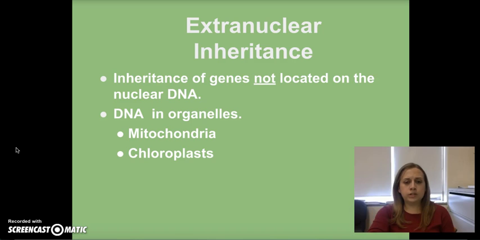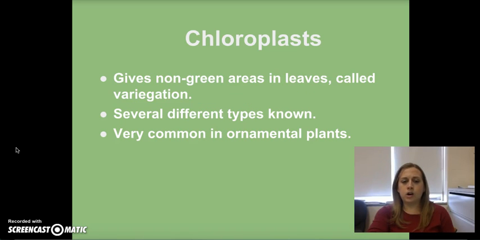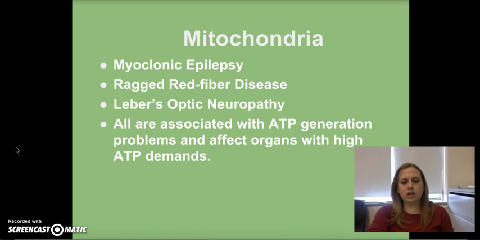We also have extranuclear inheritance, and this would be DNA in organelles such as mitochondria or chloroplasts. And so Mendelian inheritance patterns fail. You have maternal inheritance of traits where the trait is passed directly from the egg to the offspring, and the example for that is with the mitochondria and the chloroplasts. Chloroplasts give non-green areas in leaves, variegation, and this is really common in ornamental plants. There's some more examples that we can talk about later. Mitochondria, again, have their own DNA, and so you have mitochondrial DNA that's passed down through the mother.